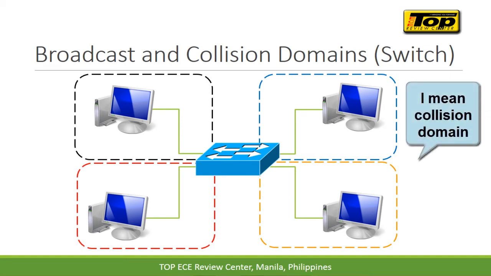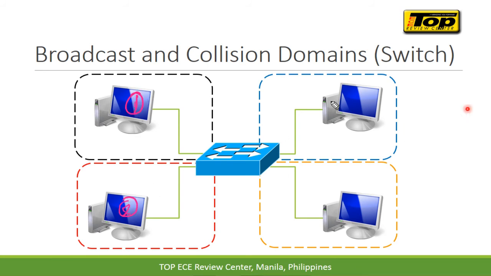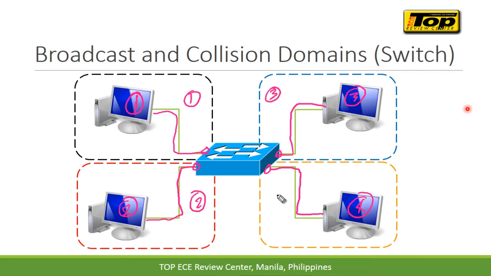So, ibig sabihin, ito yung exciting part nito. Tingnan nyo mabuti. For example, this is PC1, PC2, PC3, and PC4. Okay? And each one of them has their own connection to the switch. Tama? Ngayon, tatandaan po natin na yung connection niya sa switch ay isang collision domain. Okay? So, ilang collision domains meron tayo? We have 4. 1, 2, 3, and 4. So, 4 devices connected to each collision domain. Ibig sabihin, isang device, isang collision domain.